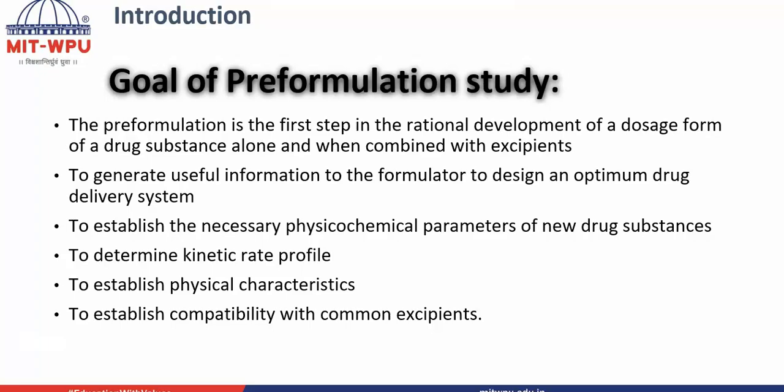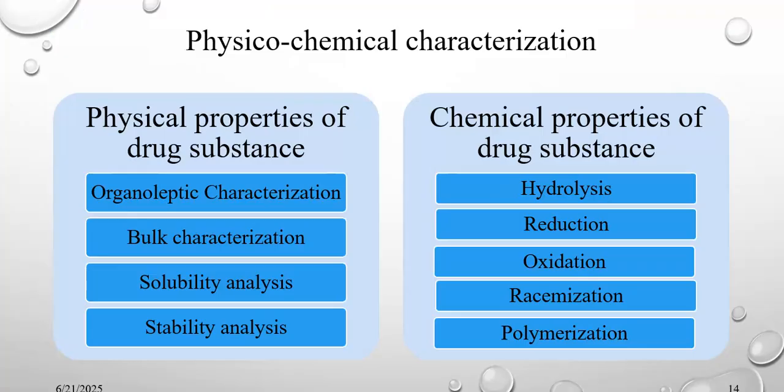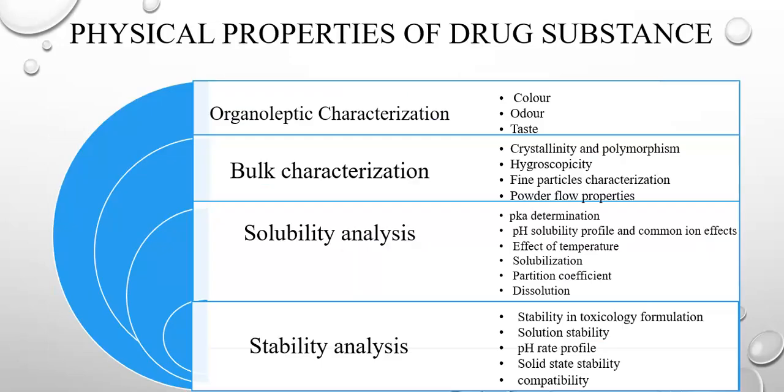So in physical properties, we always check the organoleptic characterization, bulk characterization, solubility analysis, and stability analysis. In case of chemical properties, we always check hydrolysis, reduction, oxidation, racemization, polymerization. In physical properties, in the organoleptic properties we check color, odor, taste. In case of bulk characterization, we check crystallinity and polymorphism. Chloramphenicol is one of the best examples.